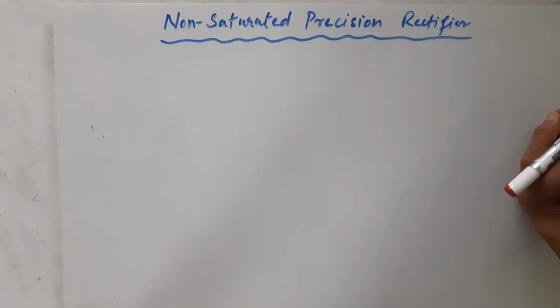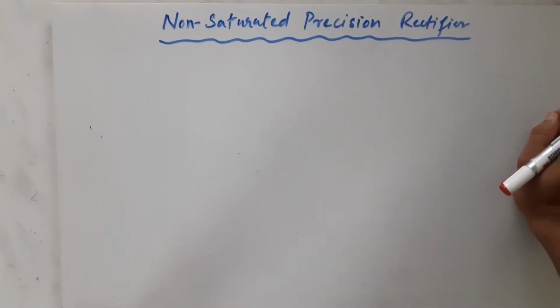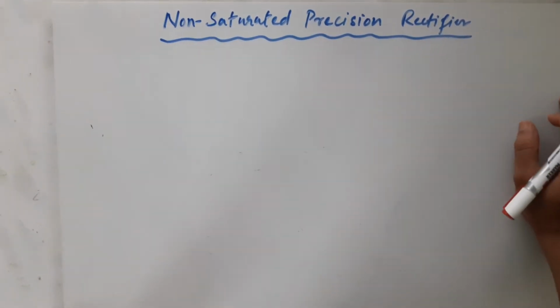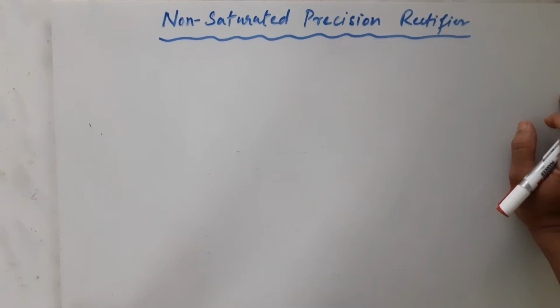A topic just before this we discussed was precision half wave rectifier, right? So all those were saturated. Now this is called non-saturated just because of one difference in the circuit. Okay, so let us see what it is.